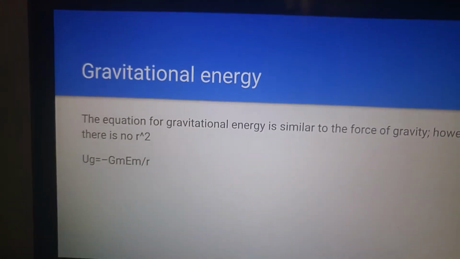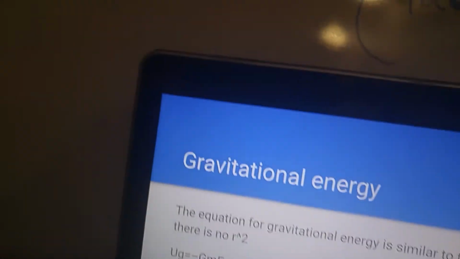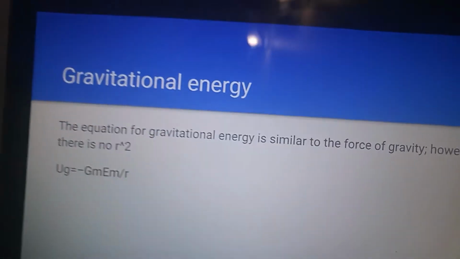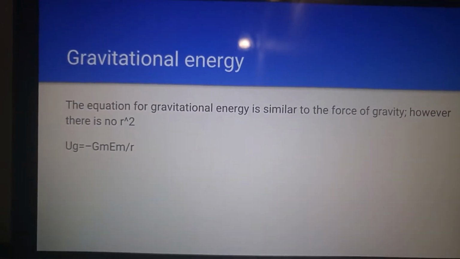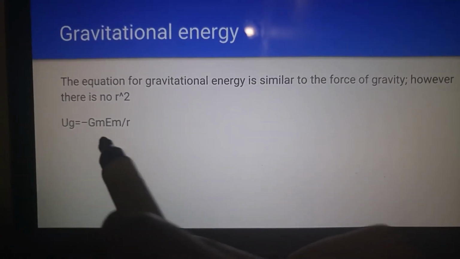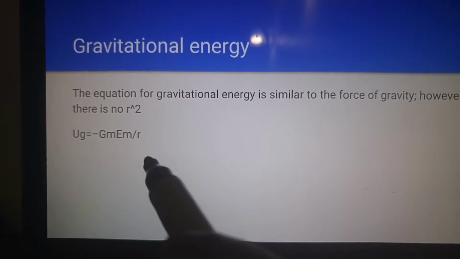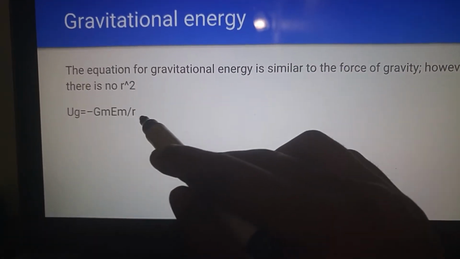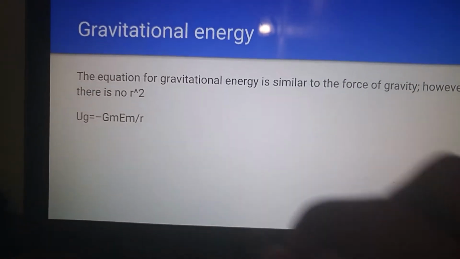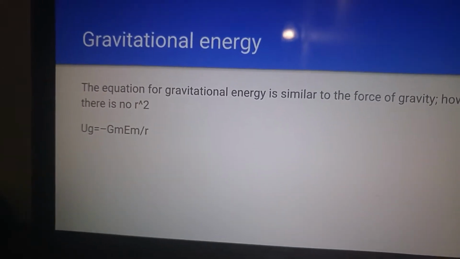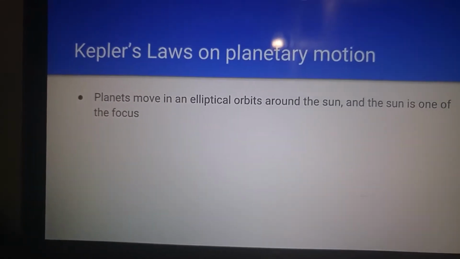Okay, so next topic, gravitational energy. Sorry, I was looking for my marker. Gravitational energy is also very similar to the other equation, force of gravity, except if you notice here, there's no r squared, it's just r. If you remember that one thing, you're perfect for the test.